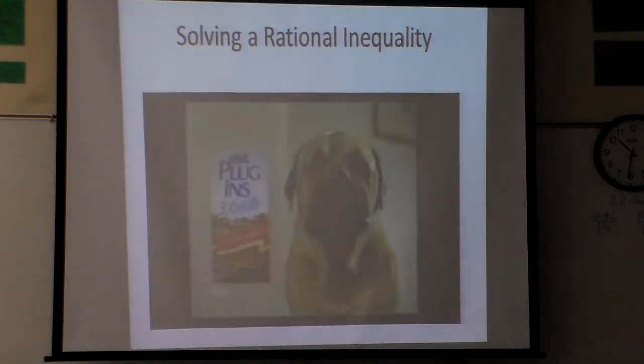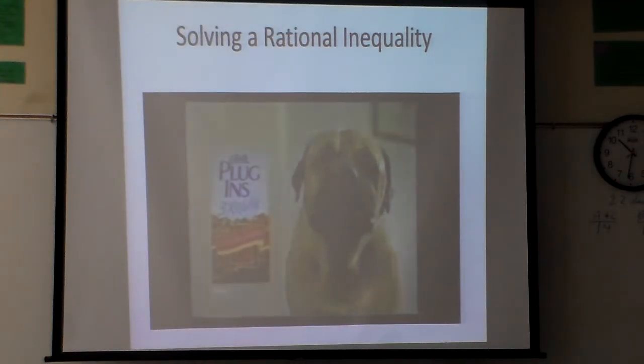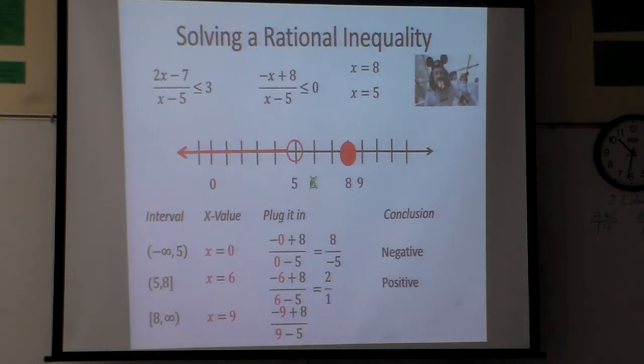So I go in here and plug in the 9, and I take negative 9 plus 8. Well, that's going to be negative 1 over 9 minus 5 is 4. Well, that's a negative. And notice I do need values that are negative. So that's what I have. So I know that these are the values that are good: everything less than 5 and greater than 9.